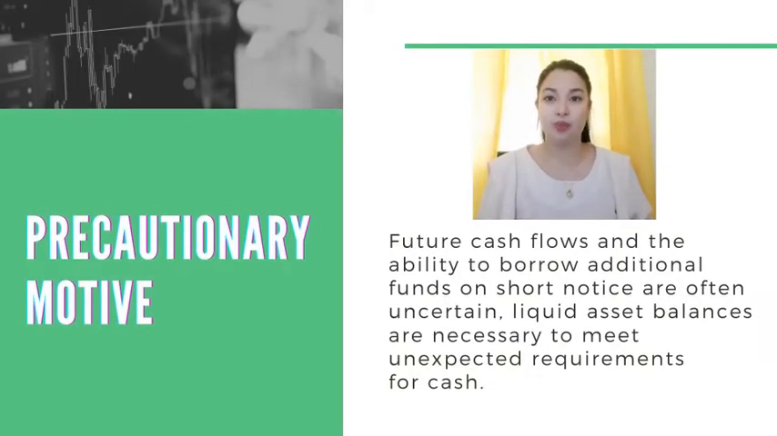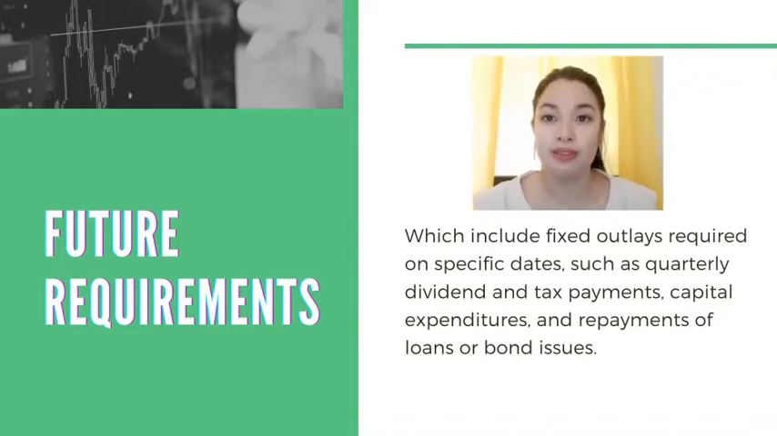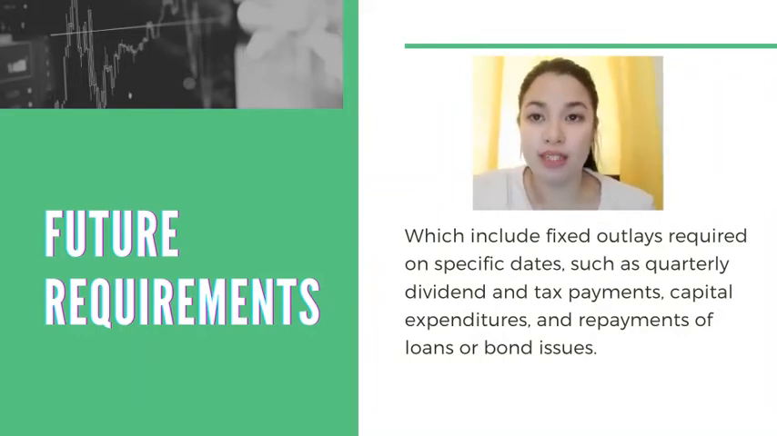Cautionary motive. Because future cash flows and the ability to borrow additional funds at short notice are often uncertain, liquid asset balances are necessary to meet unexpected requirements for cash. Future requirements, which include fixed outlays required on specific dates, such as quarterly dividends and tax payments, capital expenditures, and payments of loans and bond issues. A firm also may hold as liquid assets the proceeds from new debt or equity securities offered prior to using these funds for expansion.